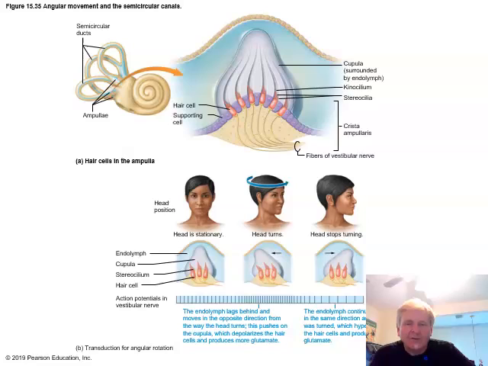When she stops turning her head, now the endolymph continues to move in the same direction as the head movement because of inertia. And it causes hyperpolarization of the hair cells and produces less glutamate. So the action potentials are further and further apart.